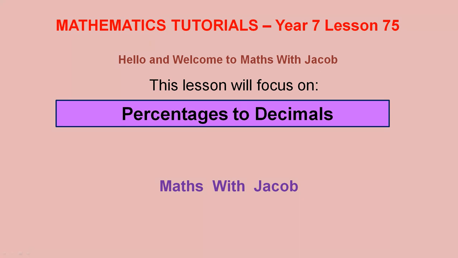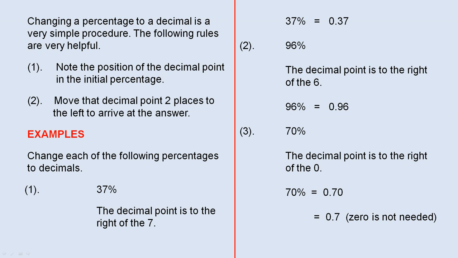This lesson will focus on percentages to decimals. Changing a percentage to a decimal is a very simple procedure. The following rules are very helpful. Number 1. Note the position of the decimal point in the initial percentage. Number 2. Move that decimal point 2 places to the left to arrive at the answer. Let's look at some examples to see how these rules work.